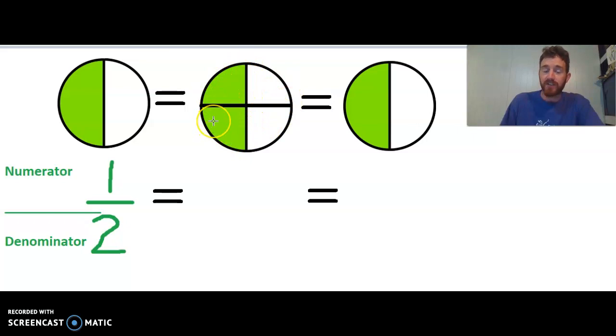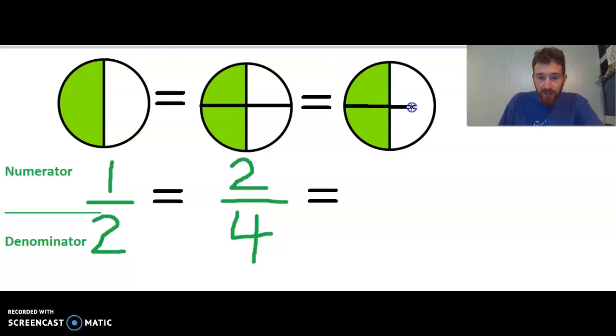I didn't change how much is shaded, I just changed how I split it up. So with this one, what we can say is our fraction in this case is 2 parts out of 4, and this is 2/4. So these are equivalent fractions. 2/4 is equal to 1/2. Okay, and again, we can keep going with that just to keep the visual going.